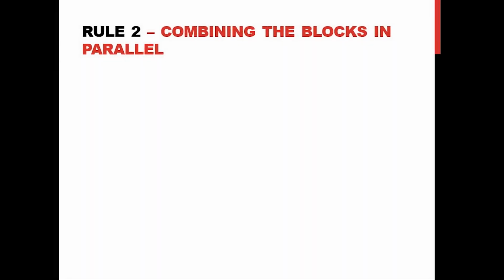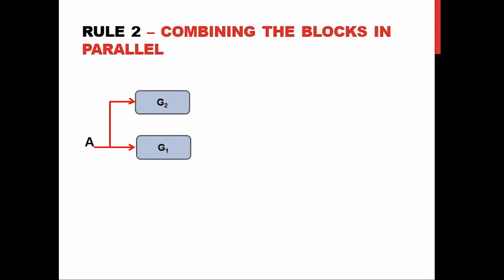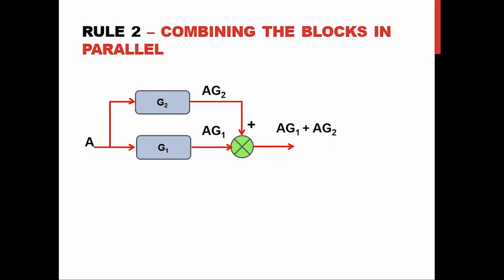Rule number 2, combining the blocks in parallel combination. Let me assume we have two blocks G1, G2 in parallel combination. I have an input called A given in parallel to both the blocks. The output of the first block will be AG1. The output of the second block will be AG2. Now I am going to add these two. So the final output will be AG1 plus AG2. Otherwise, we can also write it as A into G1 plus G2.